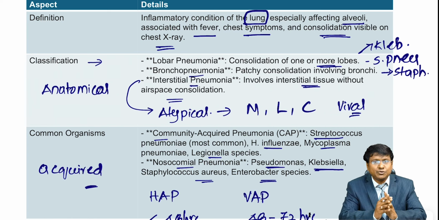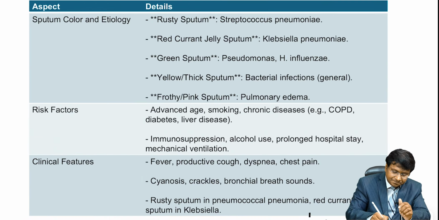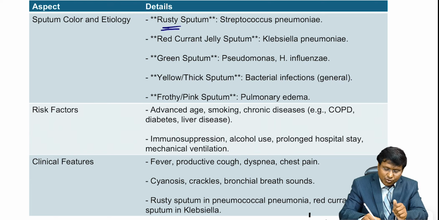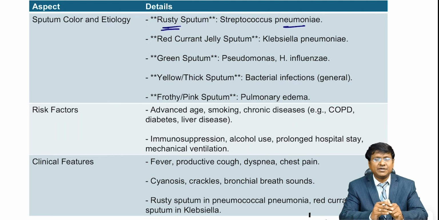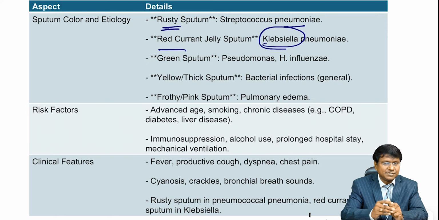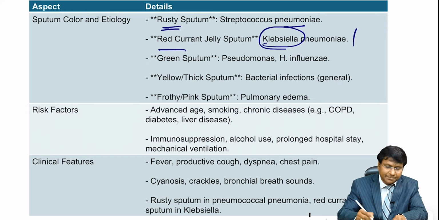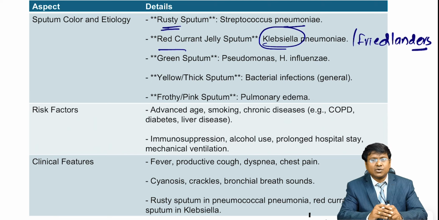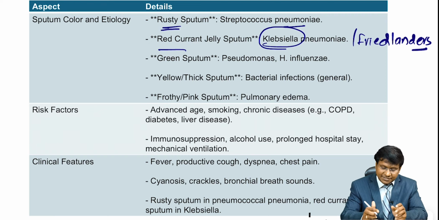Now you should also be able to pick up the organism depending upon the color of the sputum as well. Rusty sputum is observed in case of pneumococcal pneumonia, which is the most common organism that will be causing community acquired pneumonia or the lobar pneumonia. And red currant jelly sputum is observed in Klebsiella pneumonia. Another name for Klebsiella pneumonia is Friedlander's pneumonia, and the lobe which is mainly affected is the posterior segment of the right upper lobe, and that is what is called the bulging fissure sign.